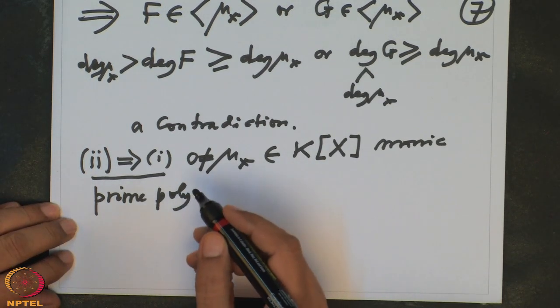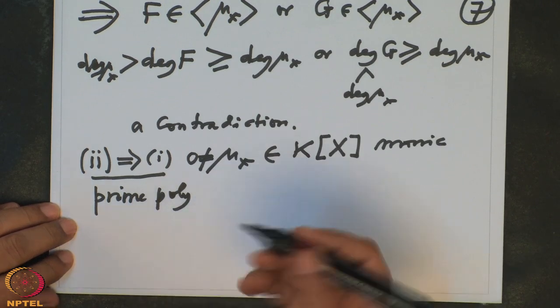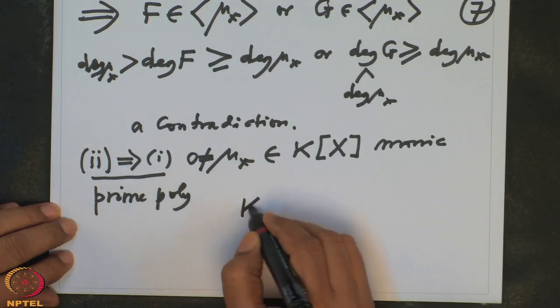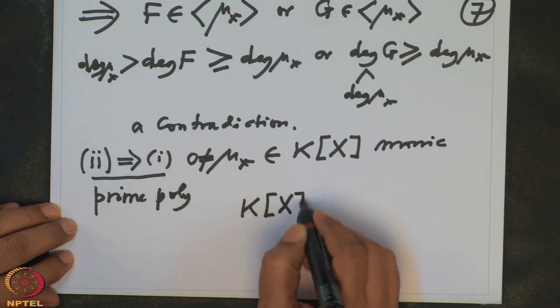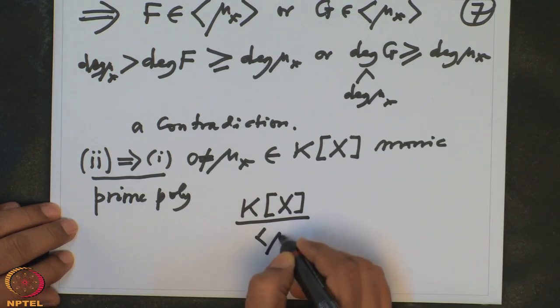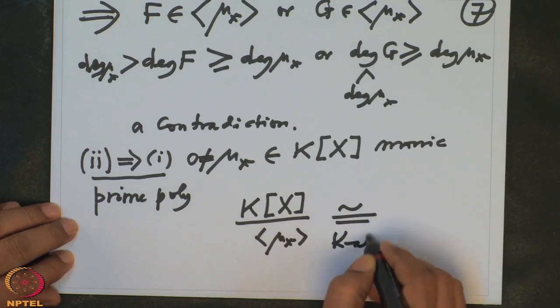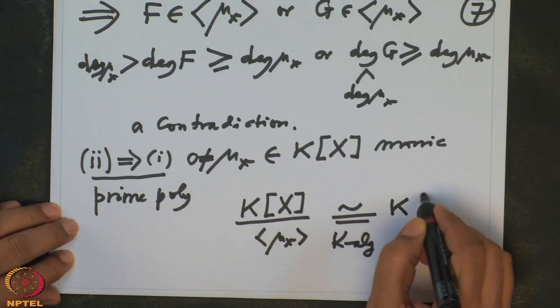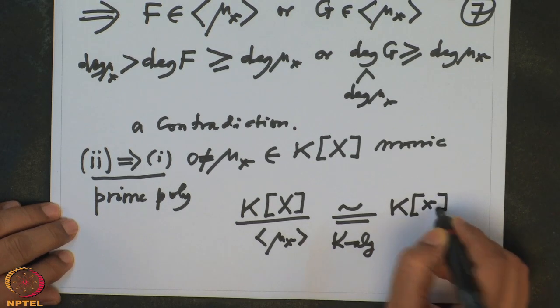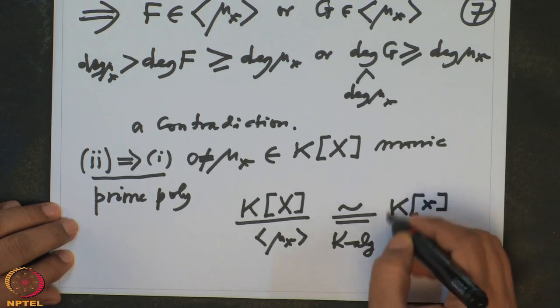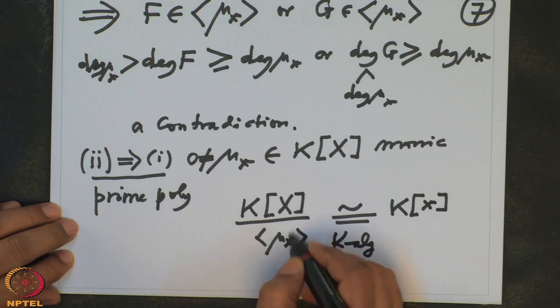We know that K[x] mod mu(x) is isomorphic as K-algebras to K[x] with x algebraic. And we want to prove this is a field. But I have been given that this is a prime polynomial, so it generates a prime ideal.